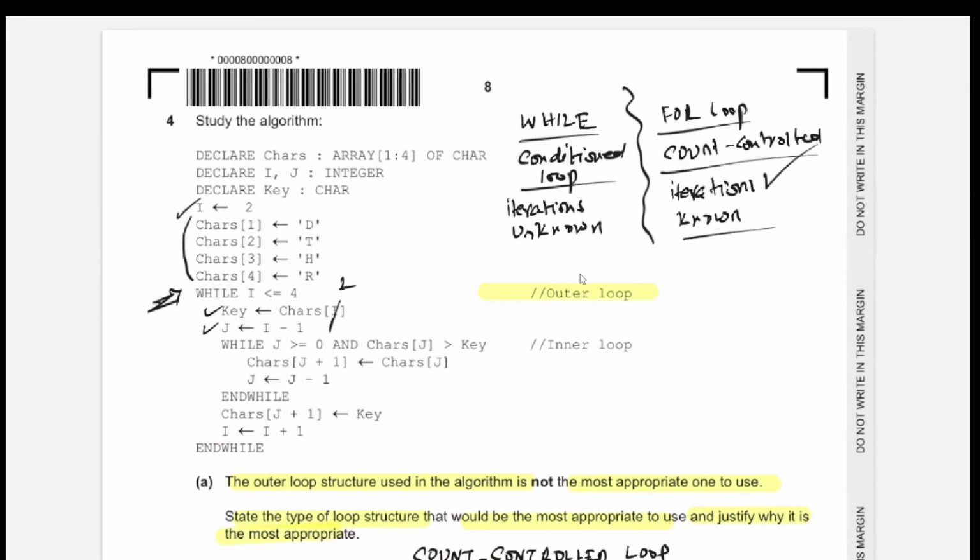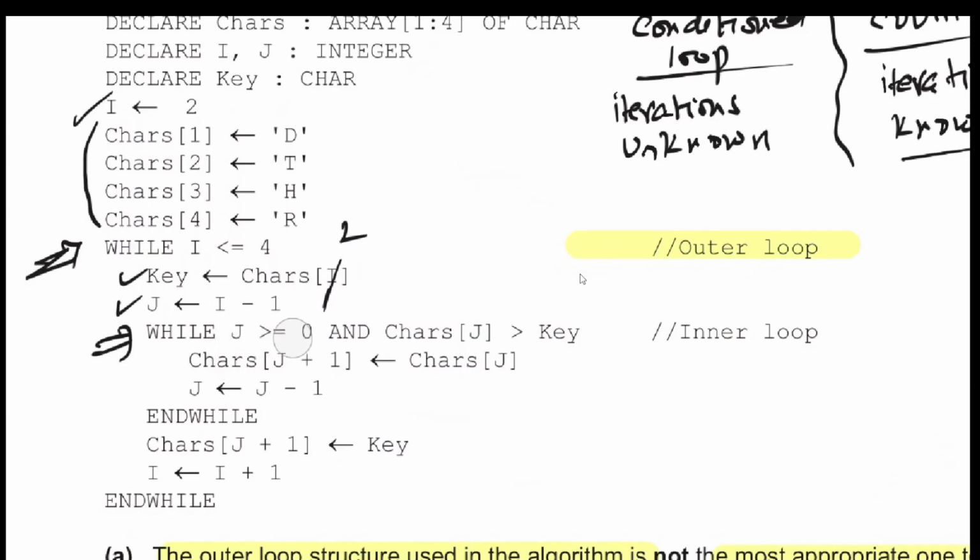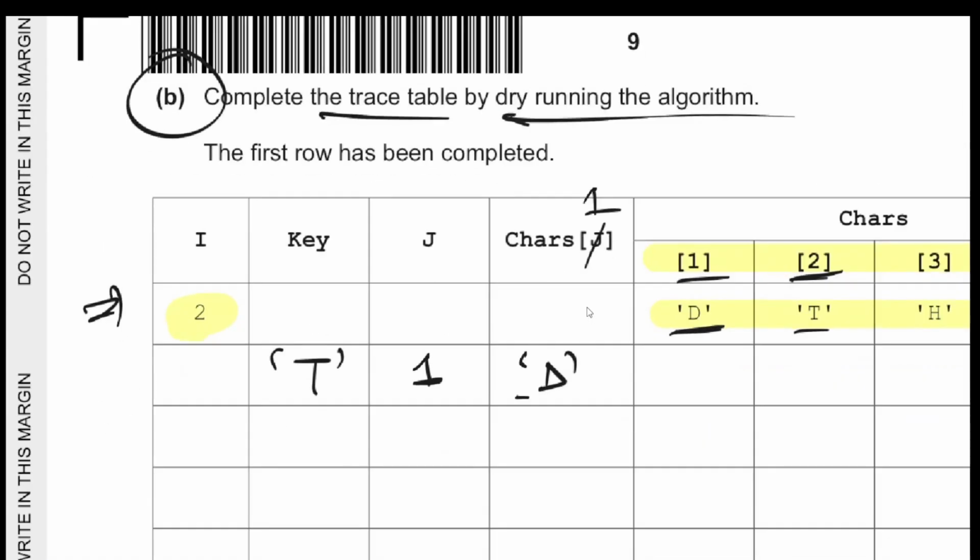Now we will be doing this line, meaning we'll compare J is greater than or equal to 0. So this point is valid. Right now, J is 1, so 1 is greater than or equal to 0. This is correct. And then char[J], right now, what is in char[J]? Char[J] is D.